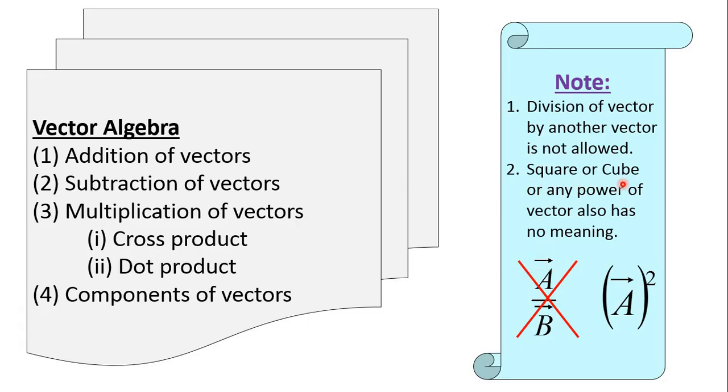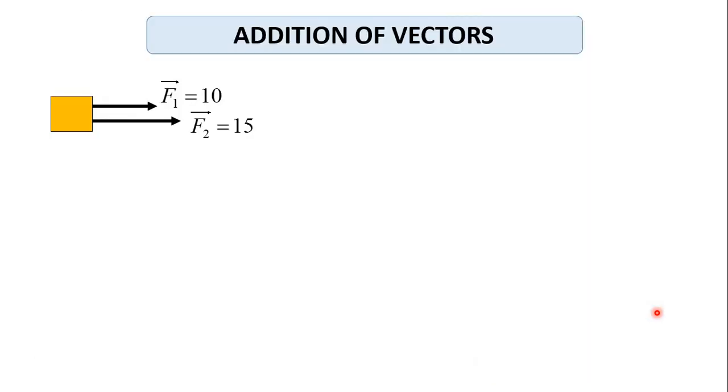Another thing which is not allowed is squaring or cubing a vector or taking any kind of power of the vector. However, you can take the power of the magnitude of the vector. So vector cannot be squared. Let us proceed to the vector algebra. So the first thing that we study in the vector algebra is addition of vectors.